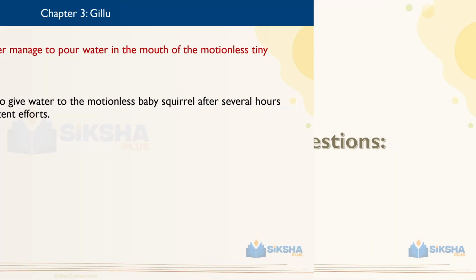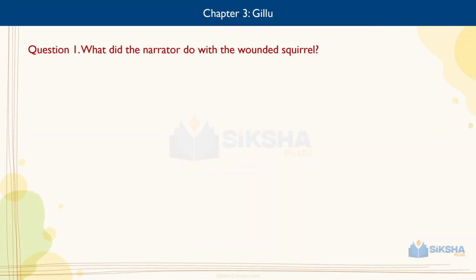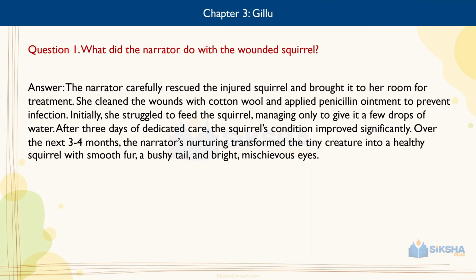Let's come to the next question, which is long answer questions. Question number 1: What did the narrator do with the wounded squirrel? Answer: The narrator carefully rescued the injured squirrel and brought it to her room for treatment. She cleaned the wounds with cotton wool and applied penicillin ointment to prevent infection.